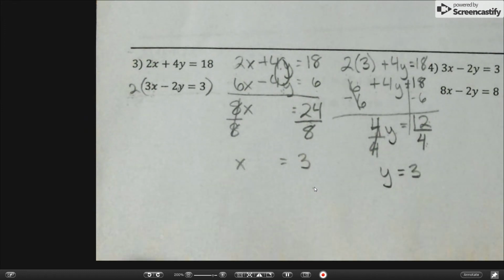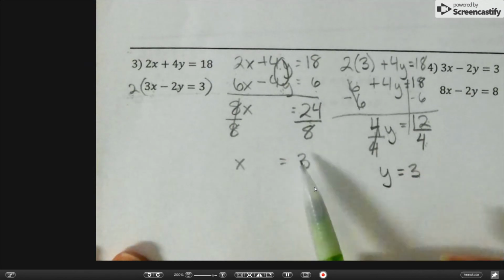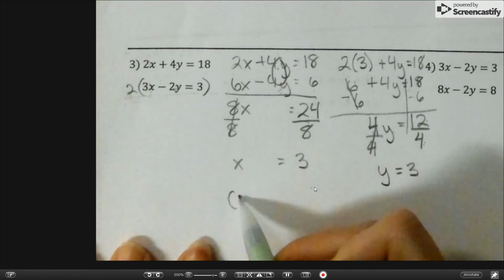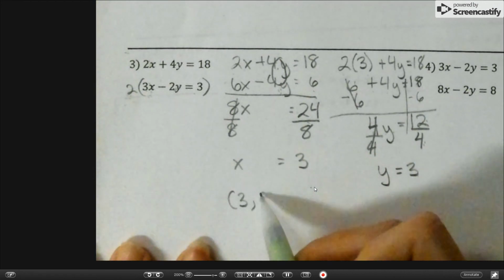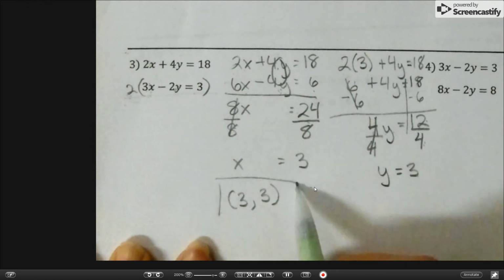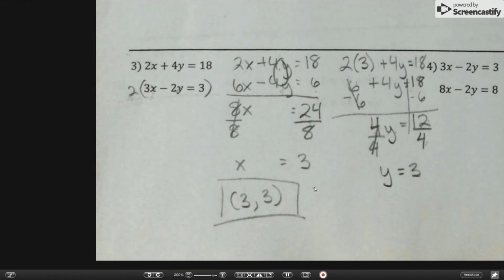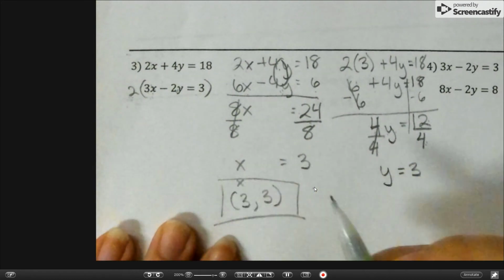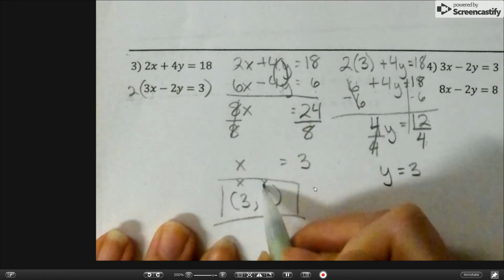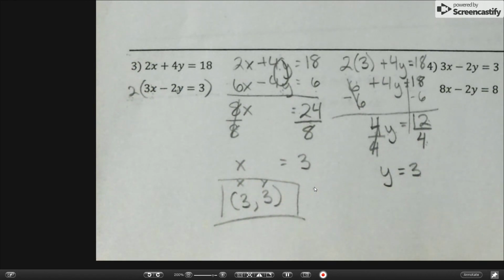So for this, our x value and our y value are the same, but the x value is still going to go first. So we have 3, 3, and that's our solution. This first one is always our x value, and the second one is always our y value. And that's how you solve systems of equations using elimination.